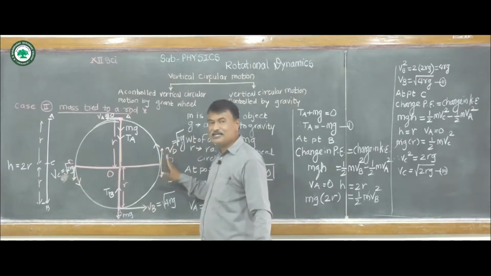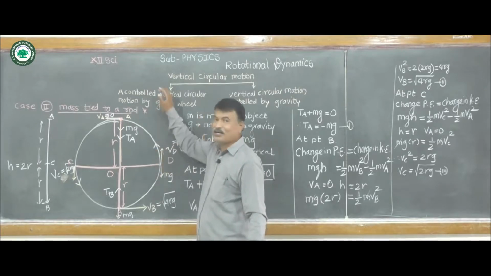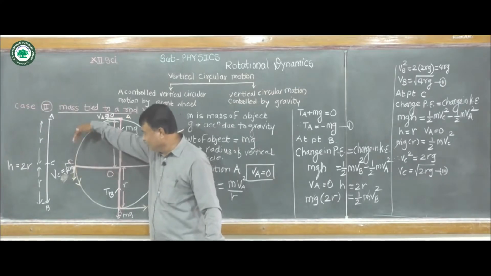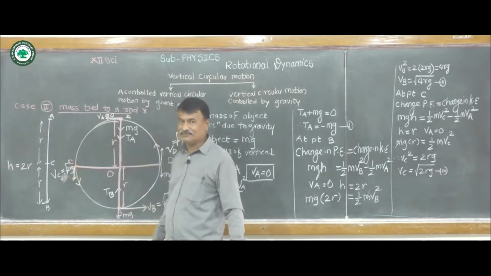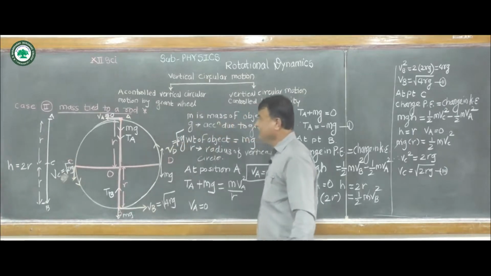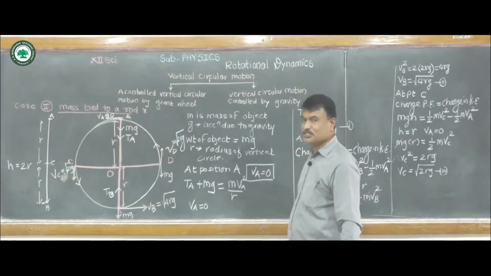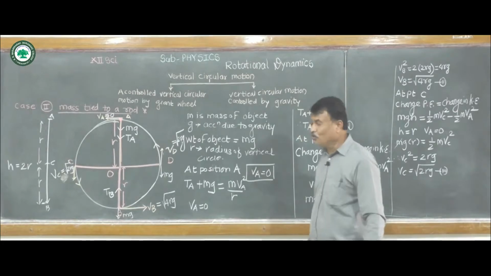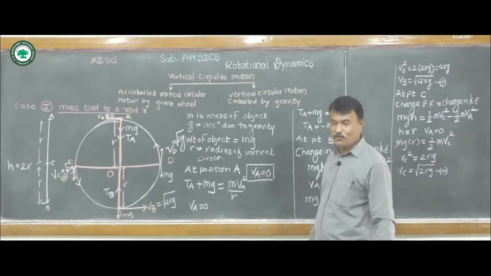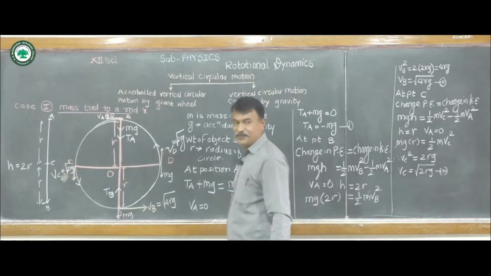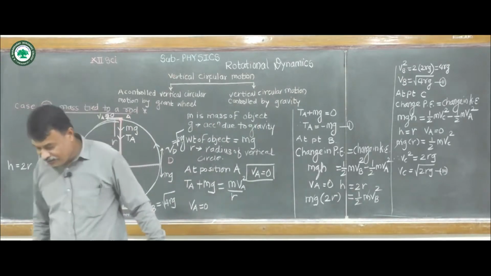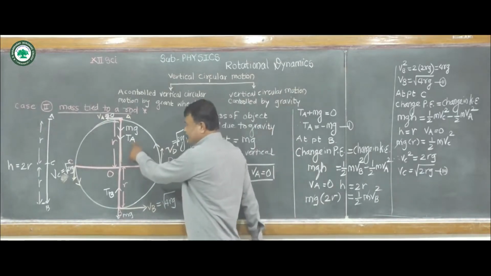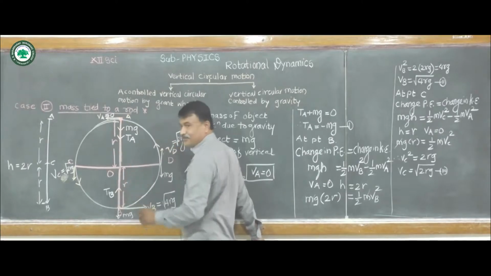In this, when the particle is at point D, then it is in the vertically upward direction. And when the particle is at position C, then velocity is in the vertical downward direction. So in this way we find out the velocities at different positions, A position, B position and D position, meaning upper position, lower position and midway position. Now we have to find out the difference in the tension. Difference in the tension means we have to find out tension at point A and tension at point B.